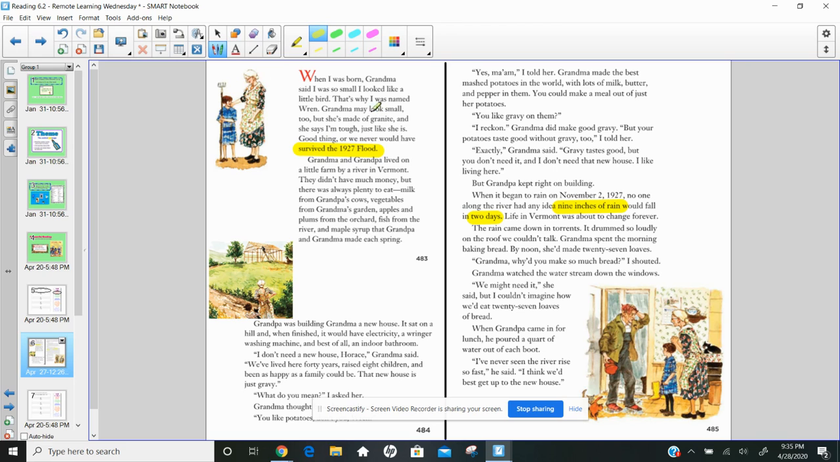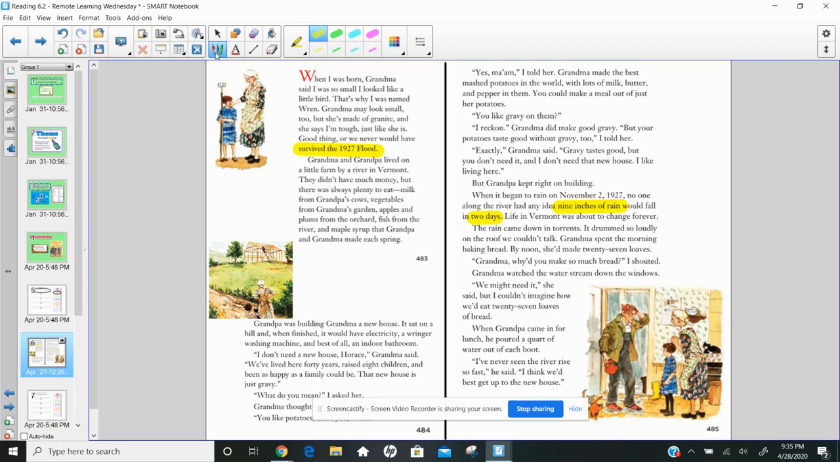It drummed so loudly on the roof that we couldn't talk. Grandma spent the morning baking bread. By noon, she'd made 27 loaves. Grandma, why do you make so much bread? I shouted. Grandma watched the water stream down the windows. We might need it, she said, but I couldn't imagine how we'd eat 27 loaves of bread. When Grandpa came in for lunch, he poured a quart of water out of each boot. I've never seen the river rise so fast, he said. I think we'd best get up to the new house.